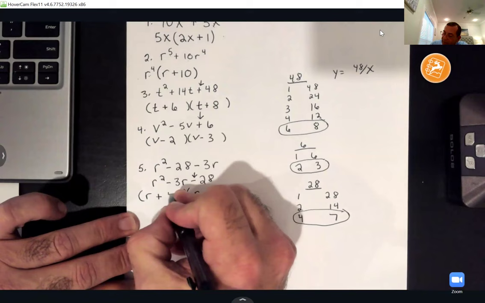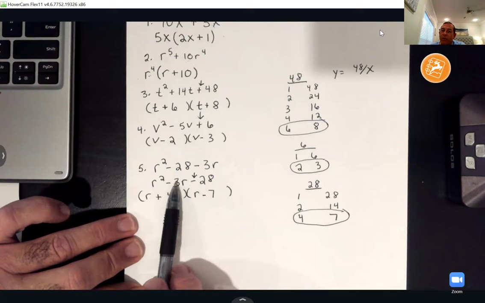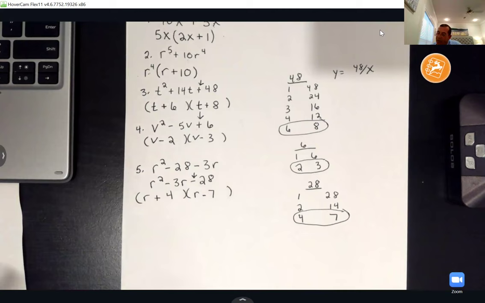And y'all, these will add up. Negative 7 and 4 equal negative 3. And then when you multiply them, you get your negative 28. So factoring, y'all, is nothing but learning about these signs, okay?